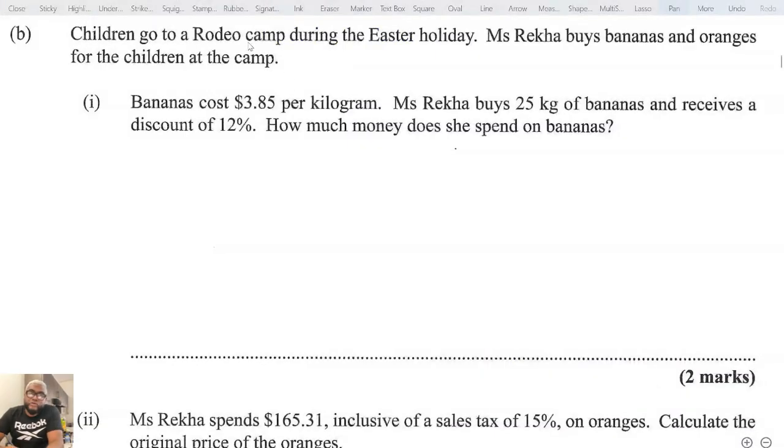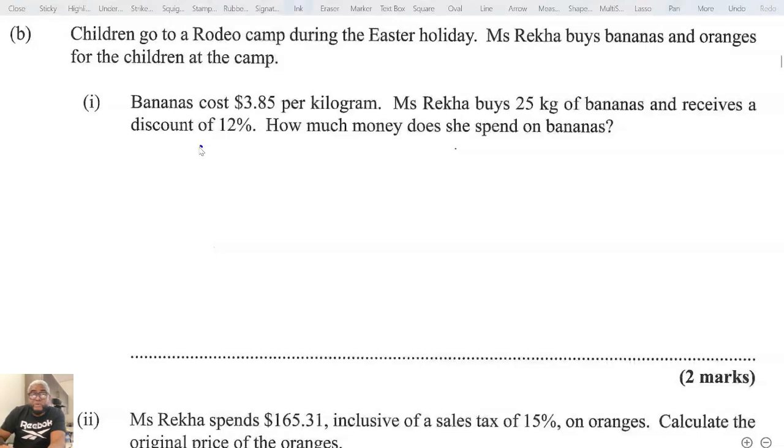So children go to a rodeo during the Easter holiday. Miss Reka buys bananas and oranges for the children at the camp. Bananas cost $3.85 per kilogram, right? Per kilogram, that's what it costs. Miss Reka bought 25 kilograms of bananas and receives a discount of 12%. So after she was supposed to pay $3.85 per kilogram, she got a discount of 12%, right? How much money does she spend on the bananas?